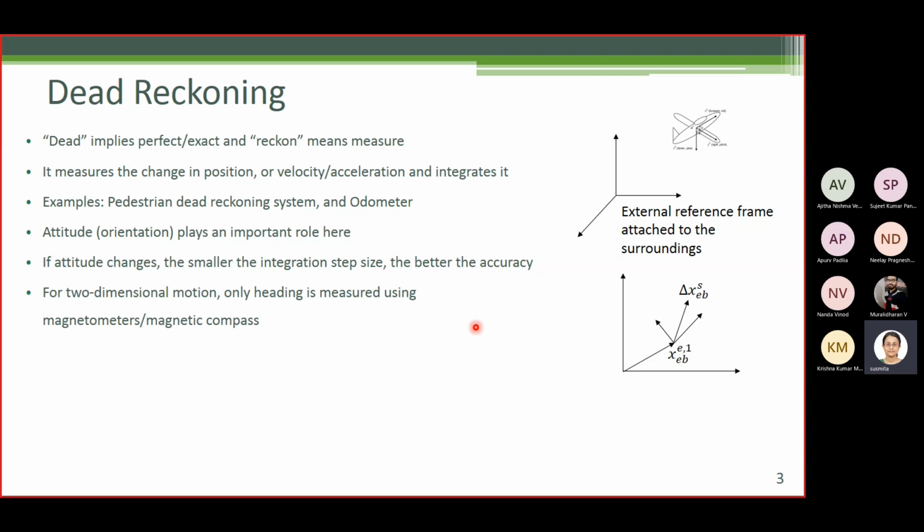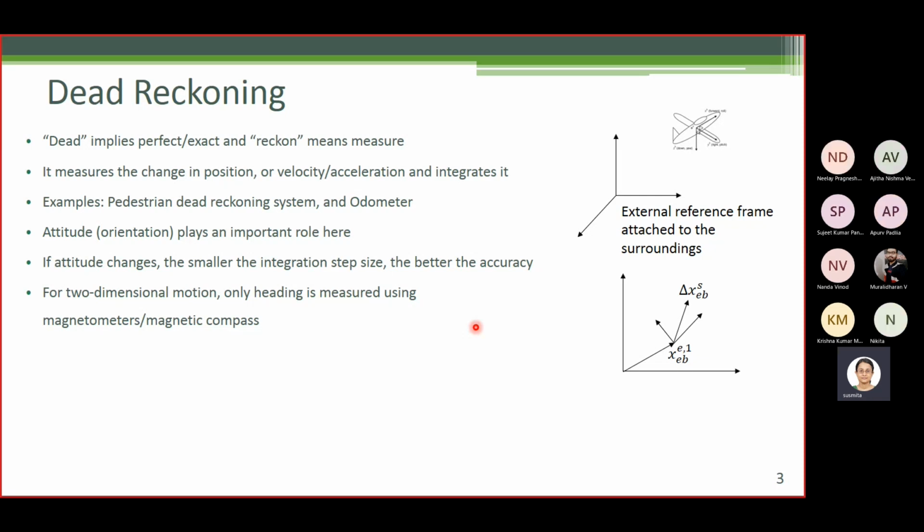Now, when we say orientation, what exactly do we mean? In this simple two-dimensional case, only heading is required. What is heading? How do we define heading? So let's assume that this is north, local north. So this is along local north. Then, let's say this is the body x-axis, the angle that the body x-axis makes with the local north, or the body frame orientation with respect to the local north, that actually gives the heading.